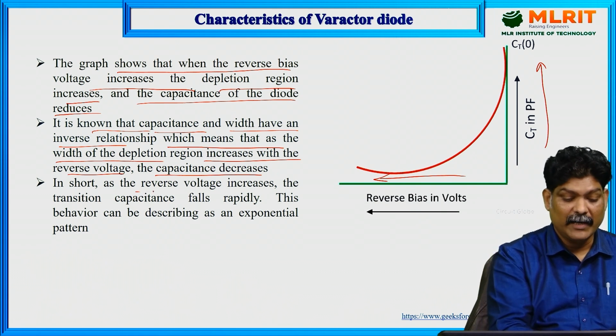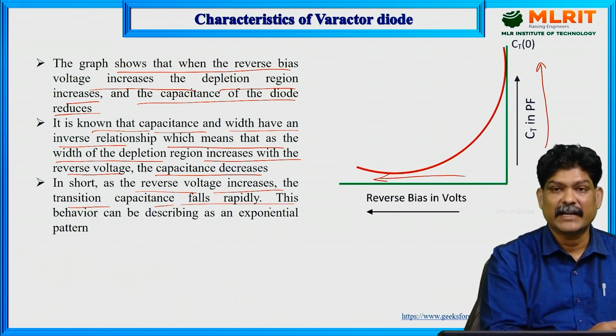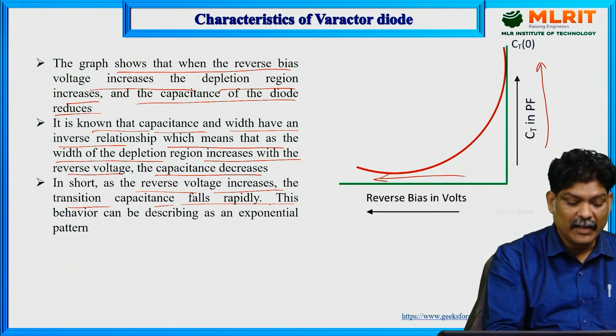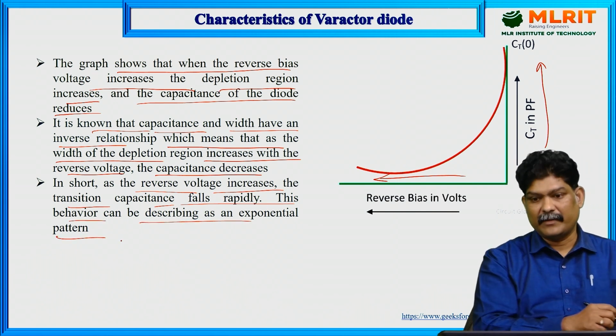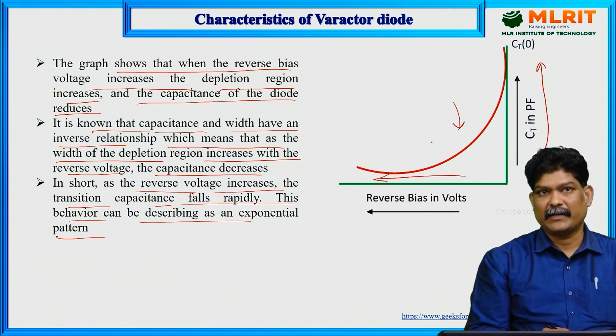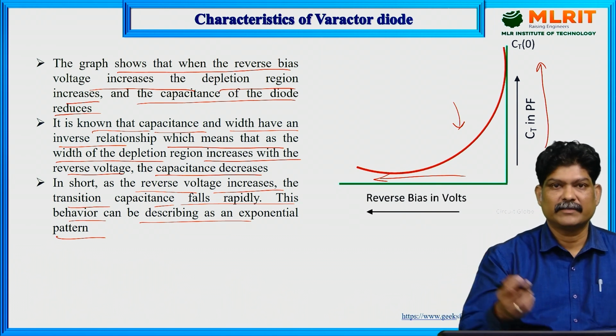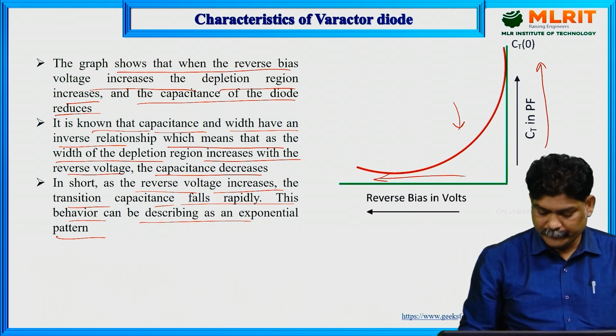In short, as the reverse voltage increases, the transition capacitance falls rapidly. This behavior can be described as an exponential pattern. So you can observe the pattern is an exponential pattern. As reverse bias increases, the corresponding capacitance decreases.